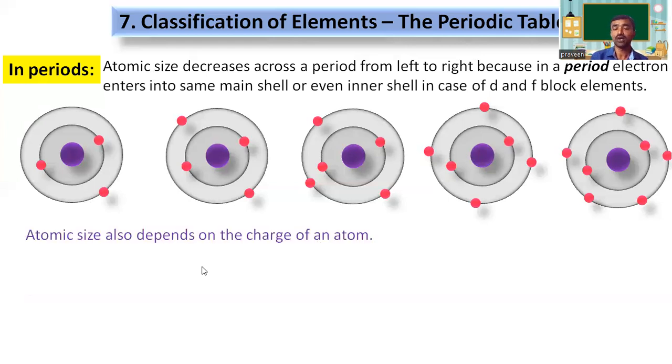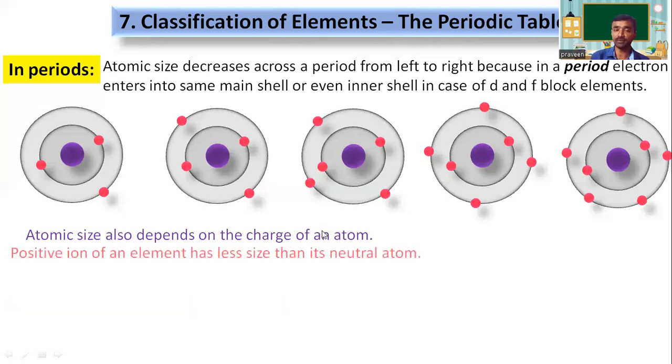The next topic is atomic size variation based on the charge, maybe positive charge or negative charge, by losing or gaining electrons. Losing electrons gives you a positive charge, gaining electrons gives you a negative charge. So atomic size also depends on the charge of the atom.